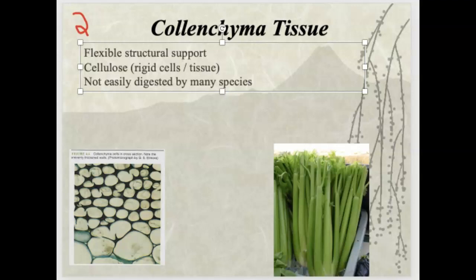Most species can't break down the cellulose. Humans can't. So we use it as roughage, fiber. But think about other species that can digest cellulose.